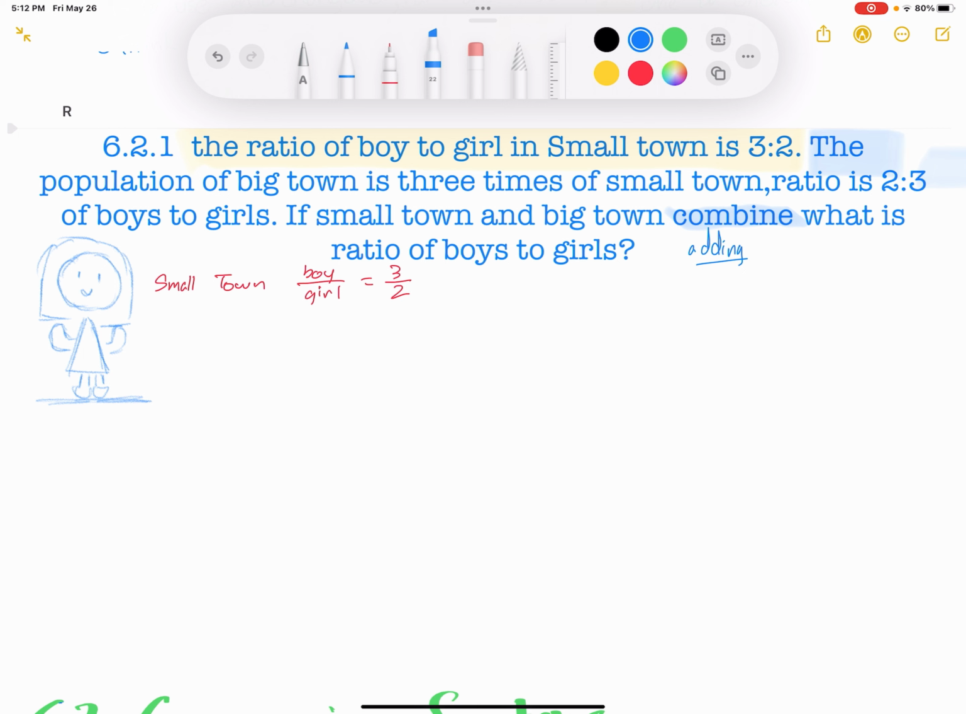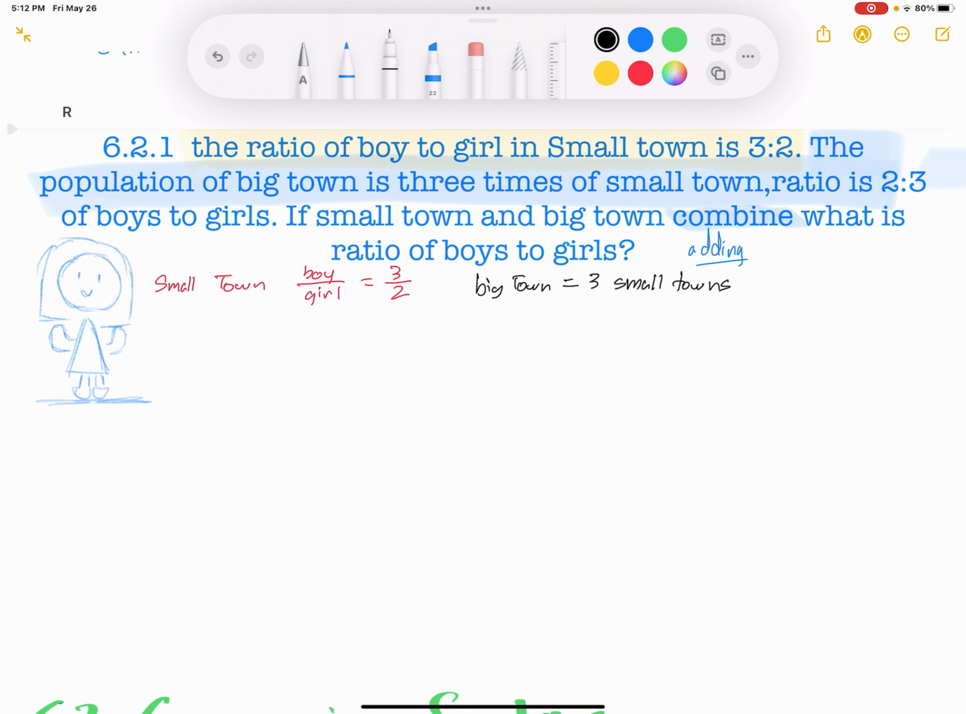The population of big town is 3 times of small town. Let's put that down too. Population of big town is 3 times of small town, equals 3 times of small town. Three small town. Okay, that's something.